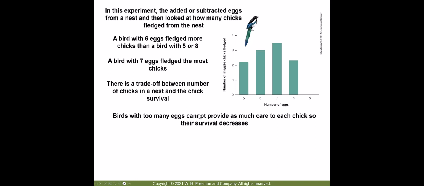So there's going to be a trade-off between the number of eggs you have in a nest and how many of those chicks will be successful. So chick survival is correlated with the number of eggs in a nest. If you share a nest with more other individuals, you are decreasing your overall survival. So birds with too many eggs cannot provide as much care to each chick, and that's why their survival decreases.